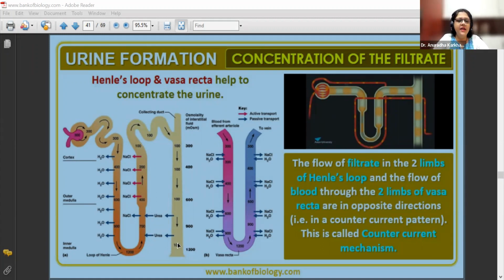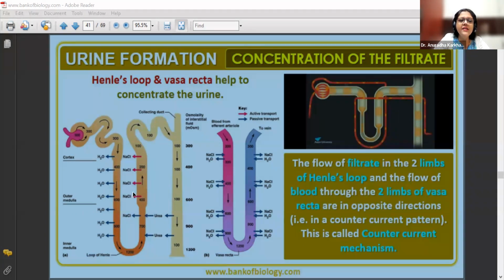So see, now if you look at this ascending loop of Henle, NaCl is moving out. NaCl is getting reabsorbed into the blood now. Correct? Urea will be coming from the collecting tubule. Yes. Okay. Now here, what is going to happen?